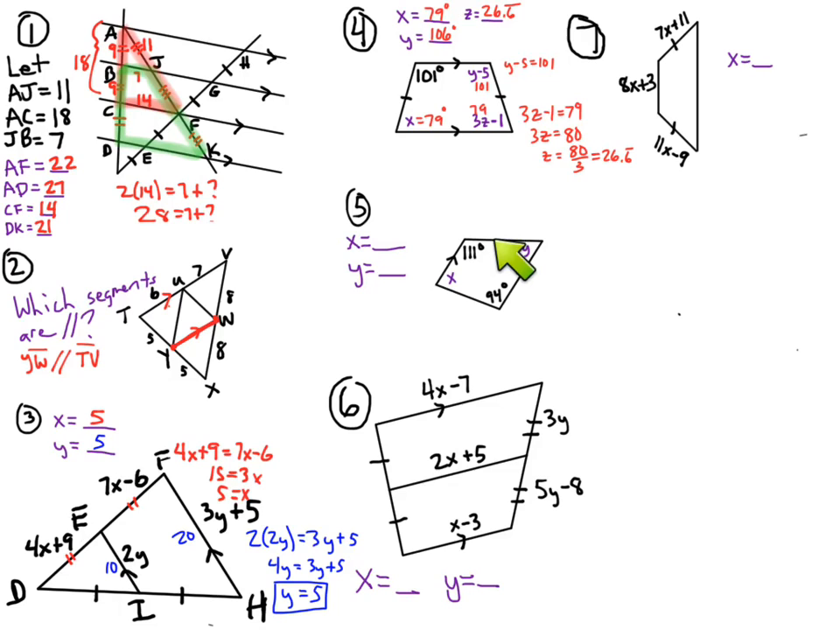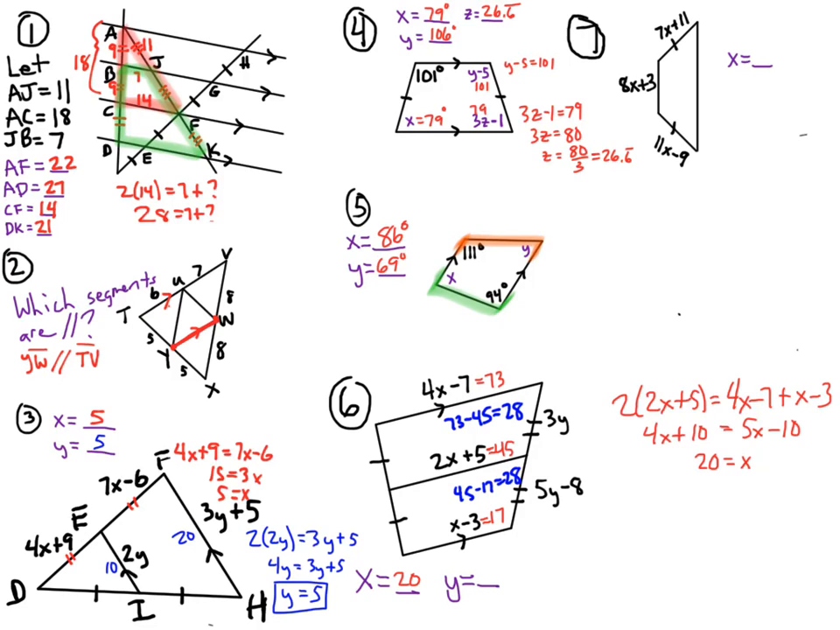This one, number 5, is not an isosceles trapezoid. So all we can do is say that these angles are supplementary. The ones I can mark here in green, the ones in orange are supplementary, and not the other way around. All right, number 6 involves a median, and these lengths are going to be the same, 3y and 5y minus 8. So solving for y is not a problem. To solve for x, double the median is equal to the sum of the two bases, 4x minus 7 plus x minus 3, and then solve.